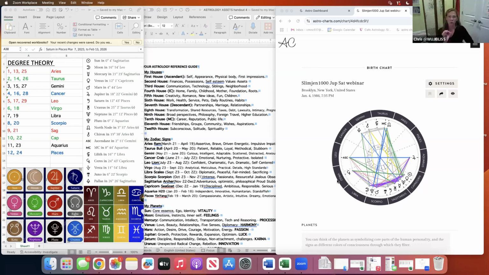So right now, Jupiter is transiting Gemini. So if you have your natal chart with a Jupiter in Gemini, then you're in your Jupiter return. Saturn is right now in Pisces. So if your natal chart has Saturn in Pisces, you're in your Saturn return.